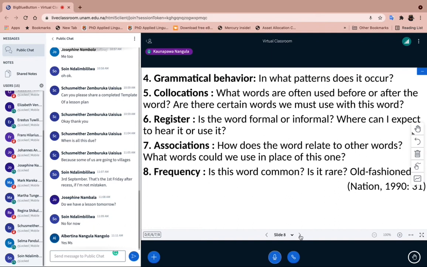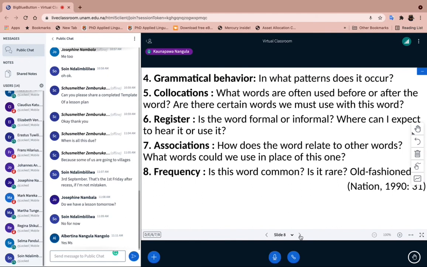You don't go like pepper and salt. Hardly. We go like salt and pepper. True or false. We don't go false or true. Do you understand? That's what we mean by collocation, just as a simple example. Are there certain words we must use with this word? Okay, so that is all part of collocation.